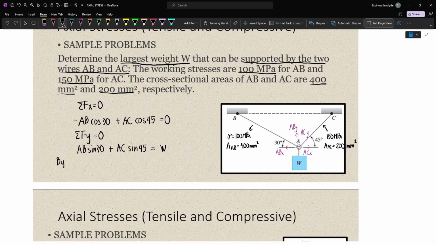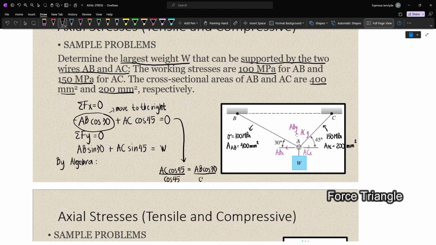Now, let's try to solve our problem using algebra. We want to express the tension in AB and the tension in AC in terms of W, so that we can plug it into our equation, stress is equal to force over area, wherein our force is the tension in the wire. However, we must express that tension in terms of W to determine the largest weight W that a specific wire can carry, and then we'll check which of the forces is safe. Now, you can also solve this problem using the force triangle. However, I will discuss that in another video.